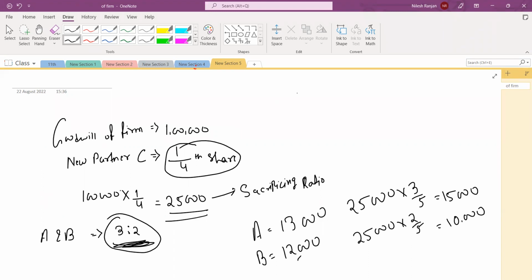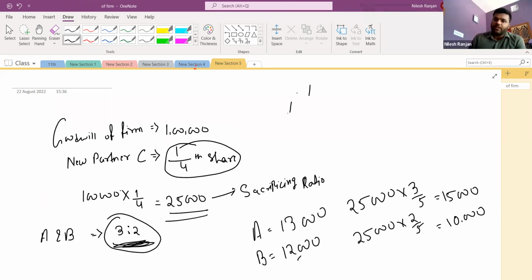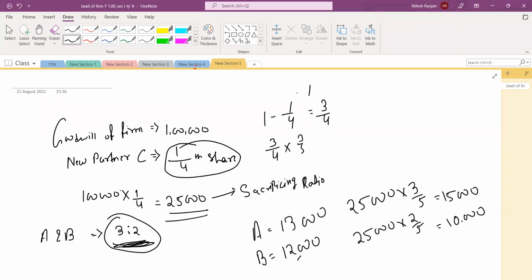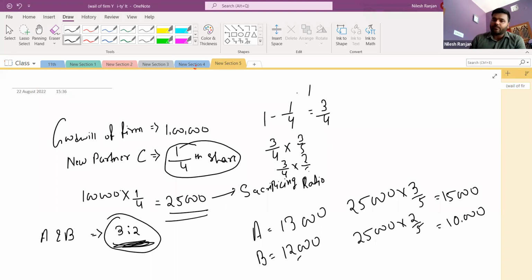So we have to assume total profit as 1, and we will deduct 1/4 from 1 and we will get 3/4. Then 3/4 we have to multiply with 3/5, and 3/4 we have to multiply with 2/5. So we will get 9/20 and 6/20.